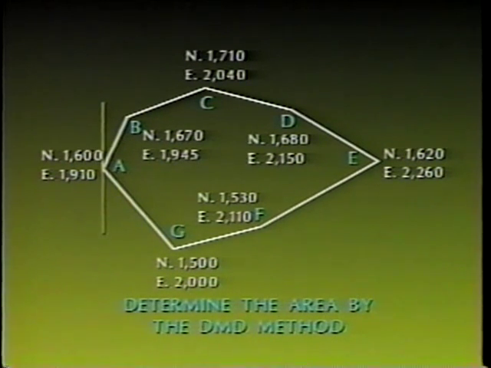Two, the DMD of the first course is equal to the departure of the first course. Three, the DMD of the second course through the next to last course is equal to the DMD of the preceding course plus the departure of the preceding course plus the departure of the course itself. Sounds good to me. Algebraic signs must be considered. Four, the DMD of the last course is equal to the departure of the last course with the opposite sign. Five, DMDs are run clockwise.